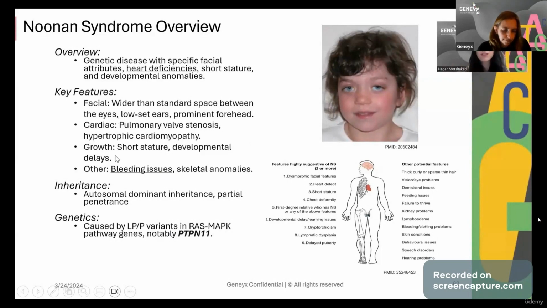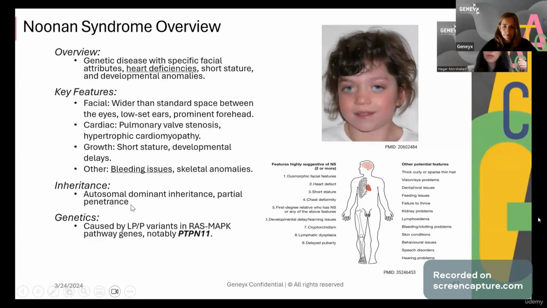Patients usually have short stature and developmental delays, to a certain degree, could be more, could be less. So this is a variable developmental delay. Sometimes the patients show bleeding issues, which we also saw in the first child in this family, and there are some skeletal anomalies. The inheritance is autosomal dominant with partial penetrance. I think this is a very important syndrome to know because of the partial penetrance.